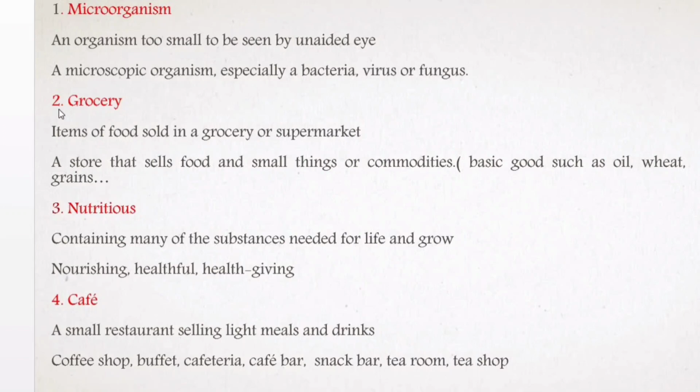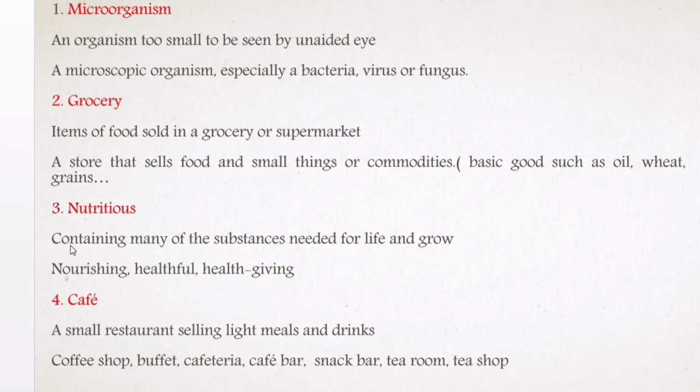Number two, second word is grocery. Grocery is items of food or foodstuffs. You can simply write foodstuffs or items of food sold in a grocery or supermarket. A grocery means a store that sells food and small things or commodities, basic goods such as oil, wheat, grains. Grocery could be food items or it could be a store or shop that sells food and small things or commodities.